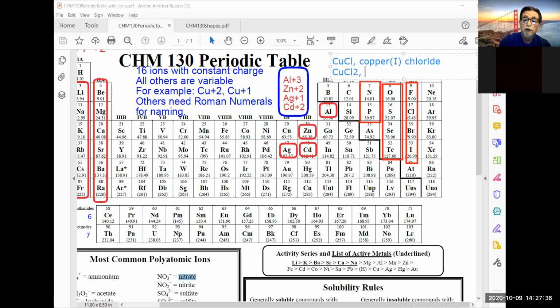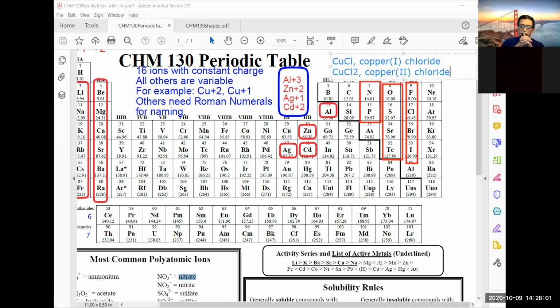Compared to, say, CuCl2, well, that has to be copper 2 chloride, because I have 2 chlorides, which each have a -1. So that means that copper must be a copper 2.